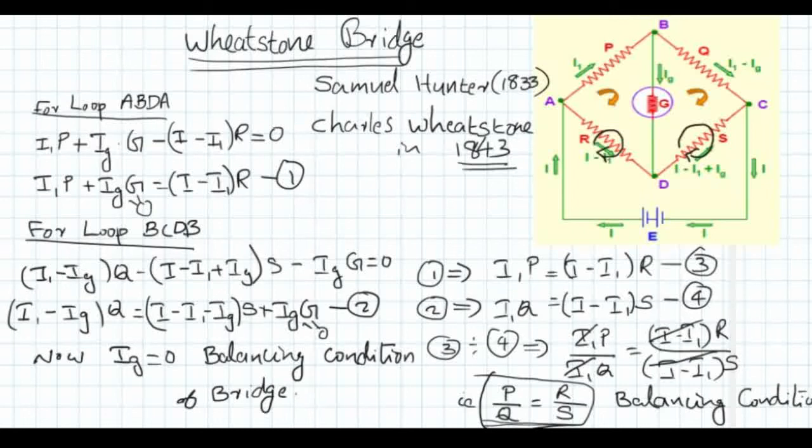This bridge connection is largely used to find the unknown resistance of a network. If out of these four resistors, three are known, we can easily find the fourth unknown resistance. So if P, Q and R are known, then we can find S. That is the application of Wheatstone's bridge.